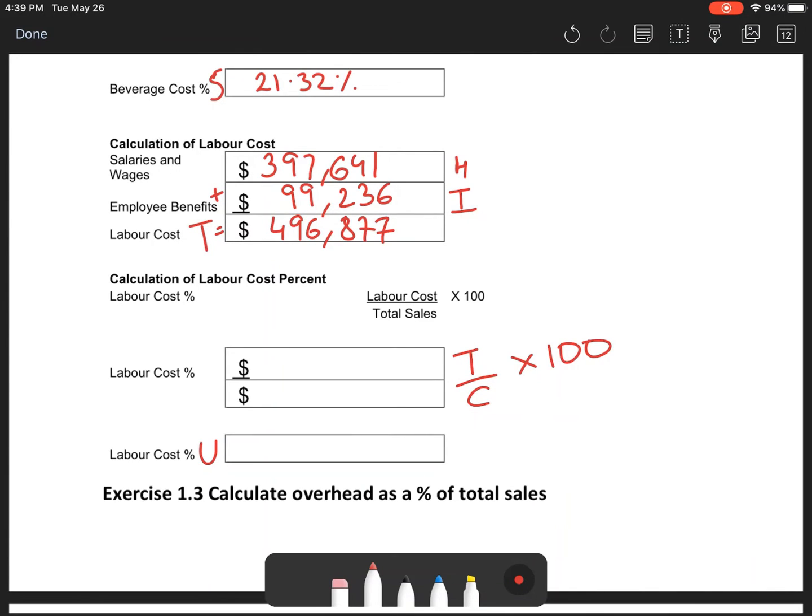So let's put in the numbers. We know our labor cost we just calculated on top is 496,877, and we know our total sales, which is basically your food sales plus your beverage sales. We calculated that earlier in our income statement, which is 1,616,174. So what's my labor cost percentage going to be equal to? My labor cost divided by my total sales into 100. And when you do that, you'll get a calculation of 30.74%.